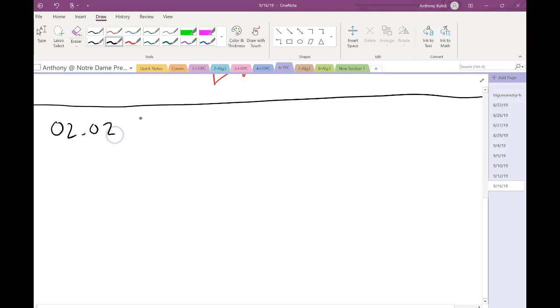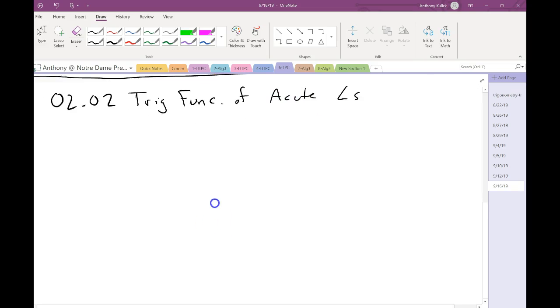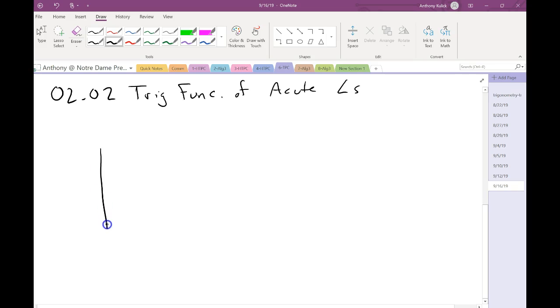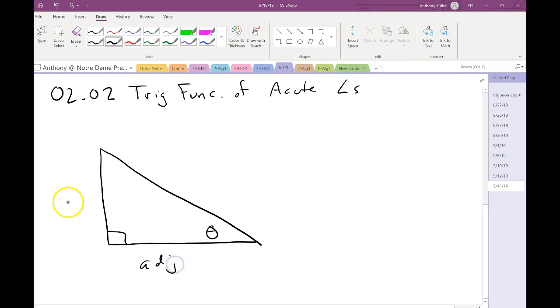Last time we were in section 2. And we had talked about our definitions of sine, cosine, and tangent. We talked about how to determine which side was opposite and adjacent and hypotenuse in a right triangle.